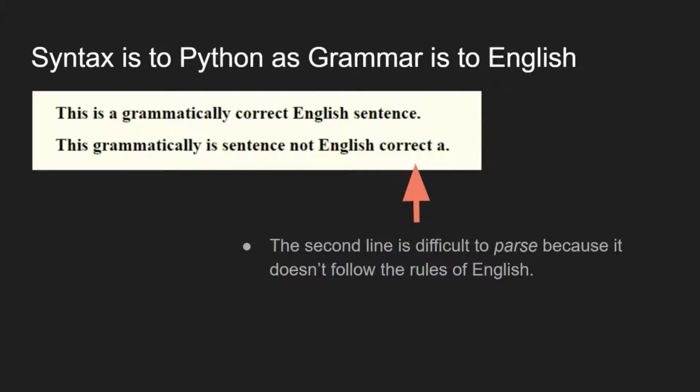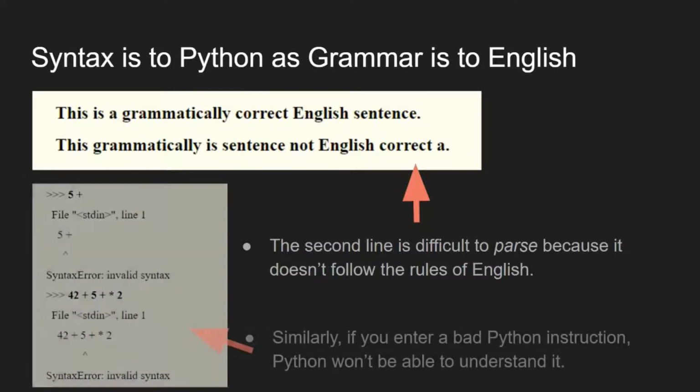Similarly, if you enter a bad Python instruction, Python won't be able to understand it and will display a syntax error message. So here, 5 plus, that doesn't make sense. Like if you try to input this into your calculator, it will throw an error. Just like that, Python complains that it's not correct syntax.